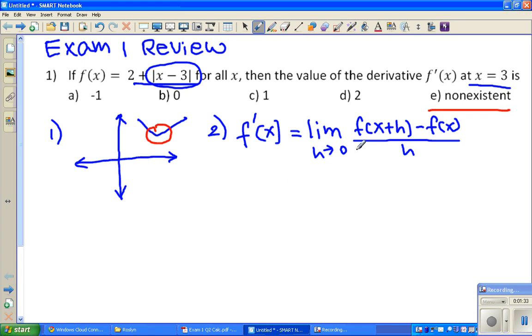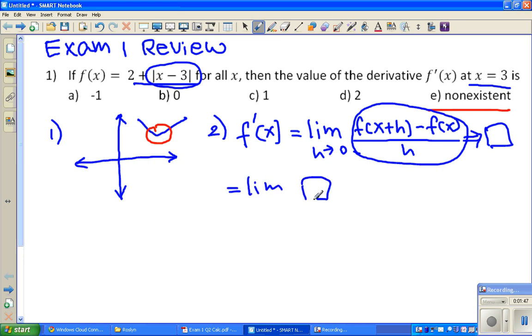Why don't we call this whole expression one box, for example, so that it will be easier for us to express. Limit of that box as h is approaching 0 from the right. That basically means we are approaching 3 from the right side. Then in this particular case, f prime of x will simply become, this portion becomes 2 at 0, and then this portion also becomes 0, hence we end up getting 1.